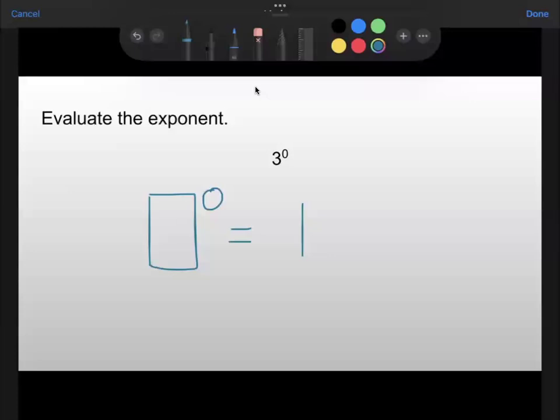And I'm sure there's a big, long math explanation for why that is, but it seems like it would be very confusing. So I'm just going to go ahead and take it as a rule at face value. So anything to the 0 power is equal to 1.